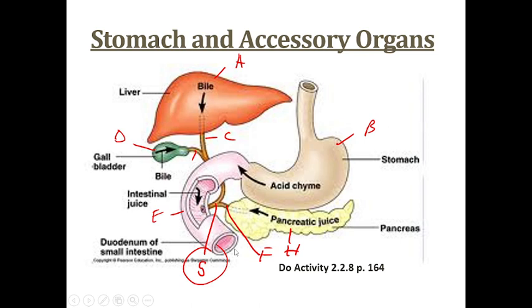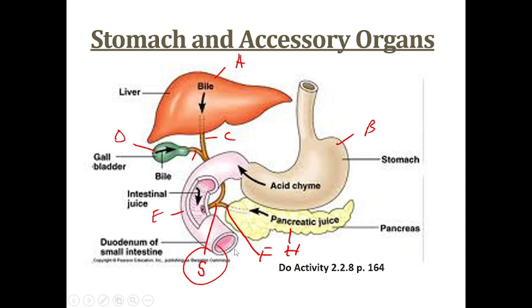Name the substance that is secreted by organ A and H, respectively. I said A and H, respectively. A is bile. H, is that all? Does the pancreas only release pancreatic juices? Insulin and glucagon.